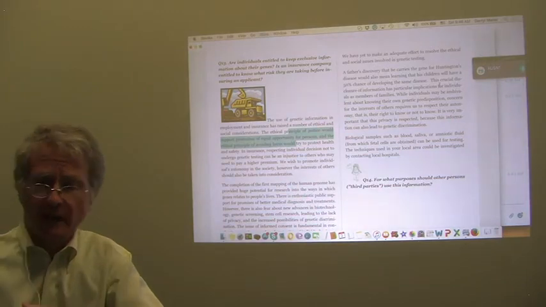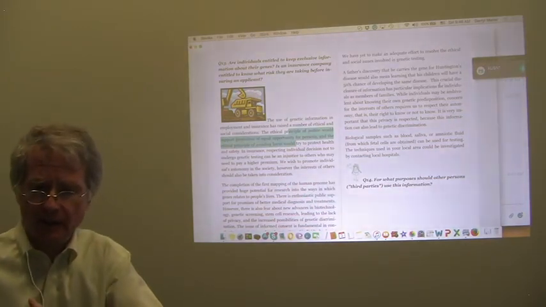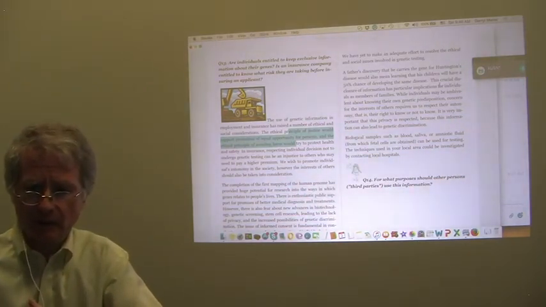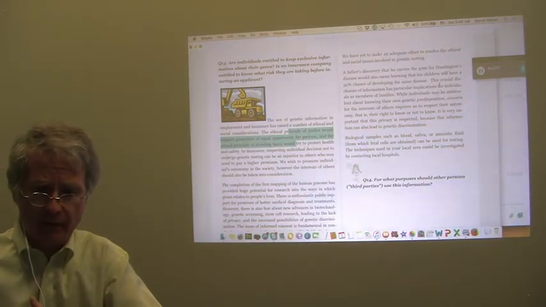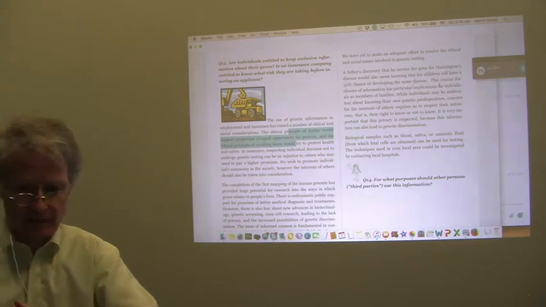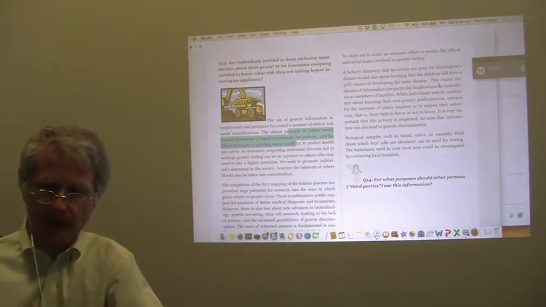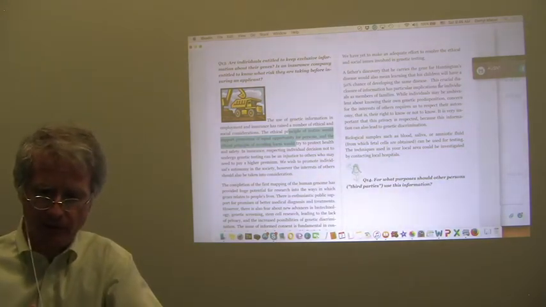A father's discovery that he carries a gene for Huntington's disease will also mean learning that his children will have a 50% chance of developing the same disease. This crucial disclosure of information has particular implications for individuals as members of families.